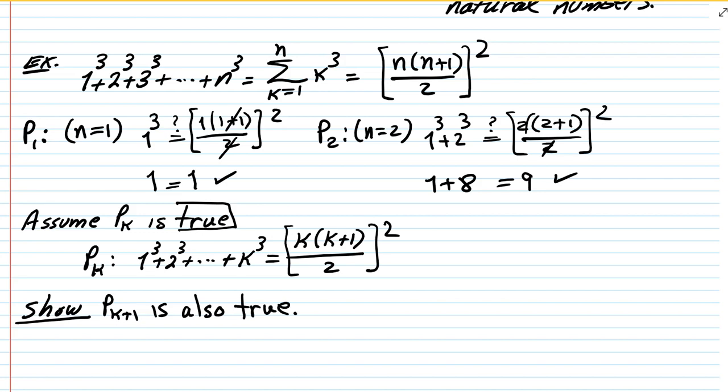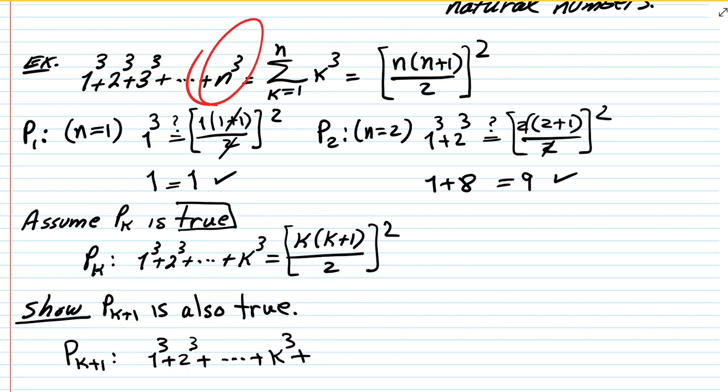Show the statement works for the next term in the series. So what does P sub k plus 1, the next term, look like? Well, the next term is when you replace n with k plus 1. So I'm going to go 1 cubed, 2 cubed, up to the kth term like we did up here. And then the next term is one more term, right?